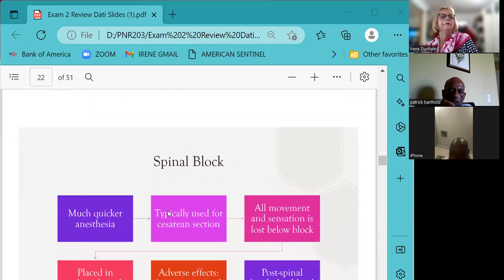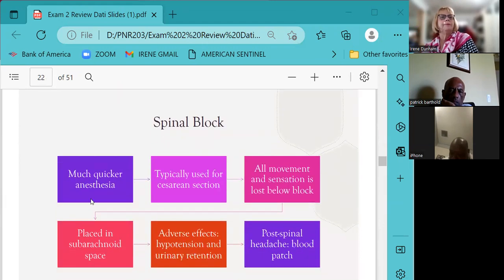Okay. All right. Now, another one we use is a spinal block. Now, those are good for elective C-sections. It's much quicker. It's used for C-sections, and all movement and sensation is lost below the block. It has a good block.